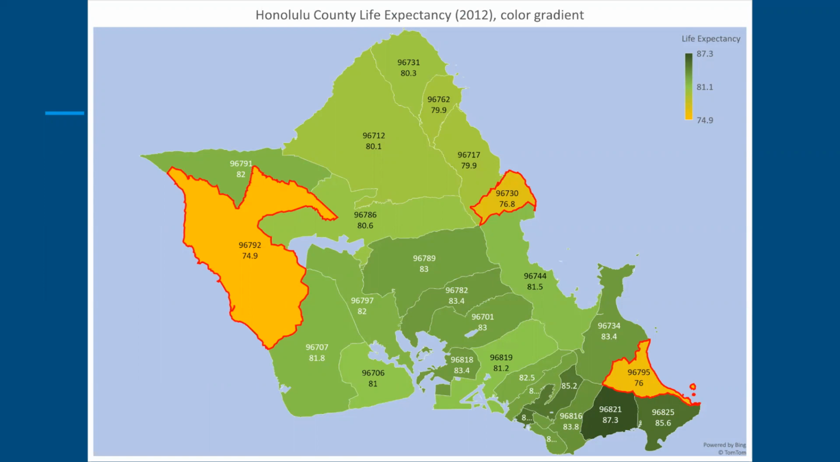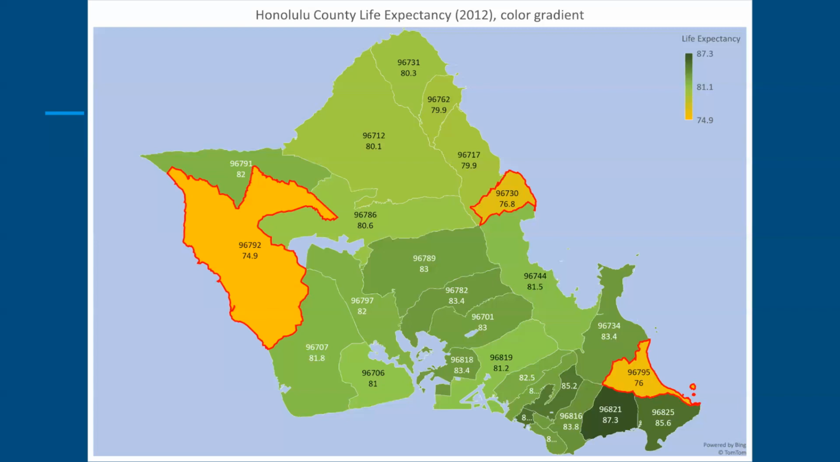Whereas in Hawaii Kai, you have a little bit over 85 and a half years for life expectancy. But then just driving over into Waimanalo, you lose almost 10 years off of your life expectancy if you were to live in Waimanalo.